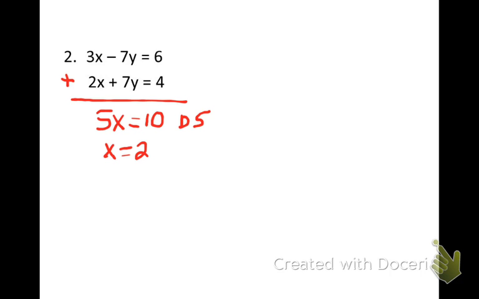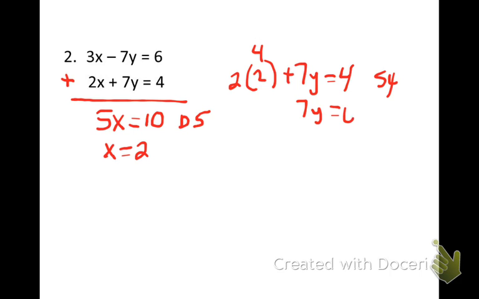Remember, you can put it in either equation. I'm going to choose to put it in the second equation, so it's 2 times 2 plus 7y equals 4. 2 times 2 is 4, so I'm going to subtract 4 from each side and get 7y equals 0. Divide by 7, y equals 0. So my answer would be the ordered pair (2, 0).